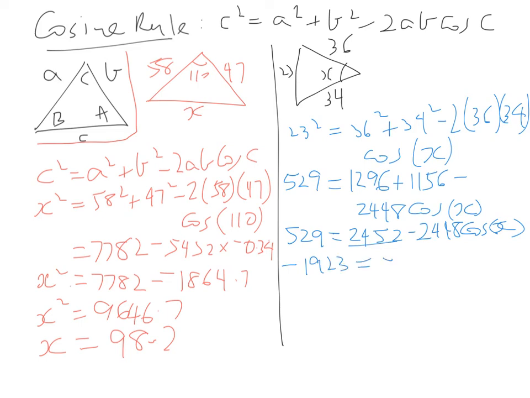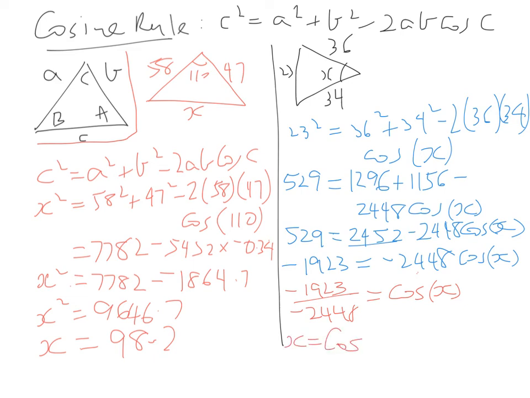Equals negative 2448 cos of x. And I'm going to divide both sides by 2448. So I'm going to have negative 1923 over negative 2448. That's going to equal our cos of x. So then x is going to equal the inverse cos of negative 1923 over negative 2448. We're going to work that out.